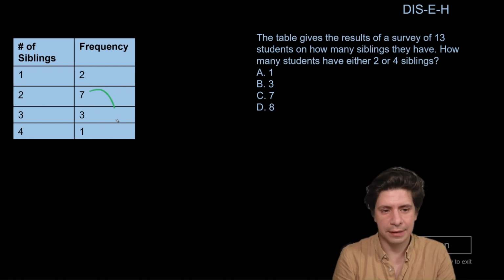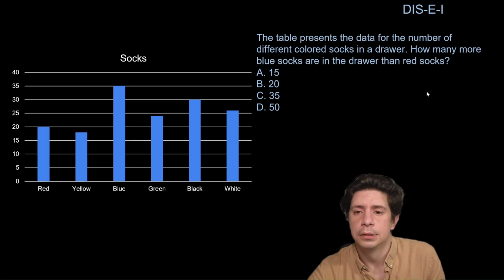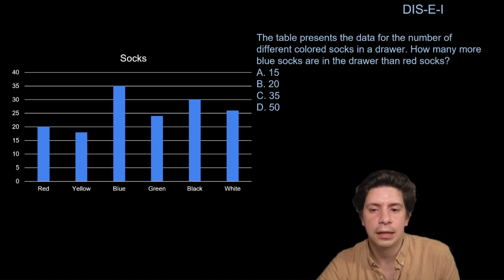Because you just do 7 plus 1. And that is 8. Okay, now we're on to I. The table presents the data for the number of different colored socks in a drawer. How many more blue socks are in the drawer than red socks?